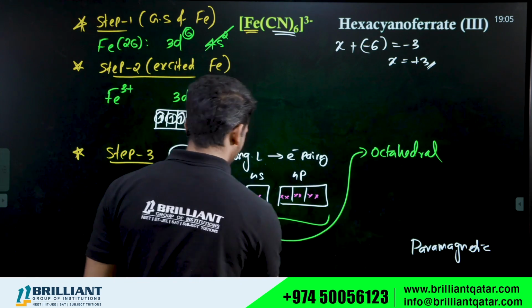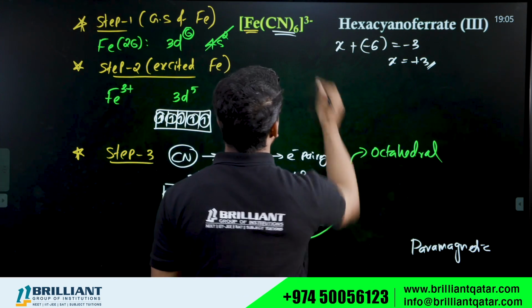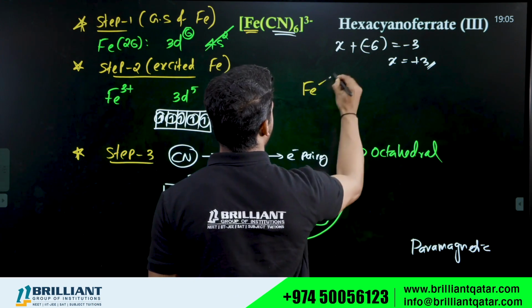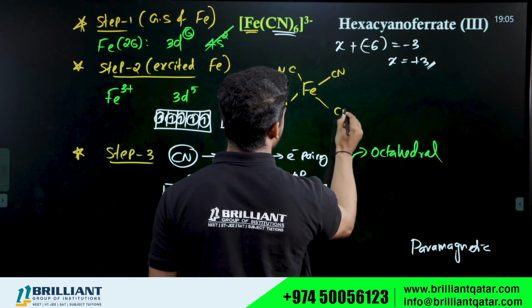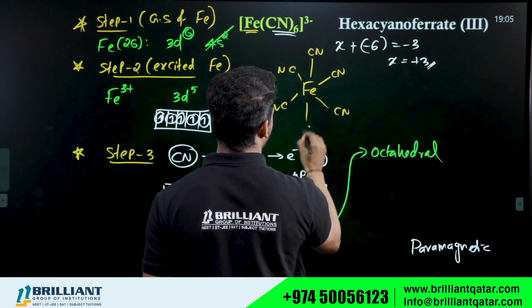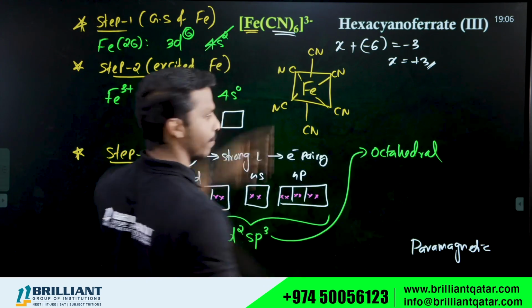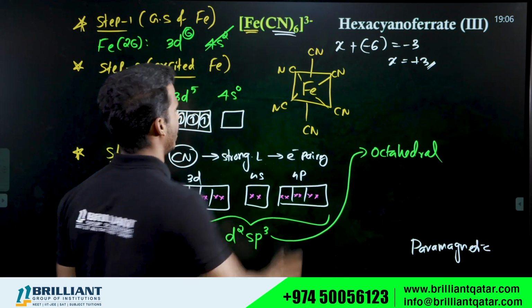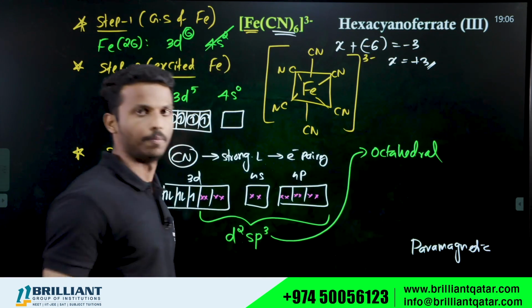Okay. How to draw the diagram of this complex or the geometry? Very simple, dear all. Here, iron is the metal atom. CN, CN, CN, CN, CN, CN. Total 6 cyanides are there. You can see square bipyramidal. The overall charge is what? 3 minus. This is the geometry of the complex shape.